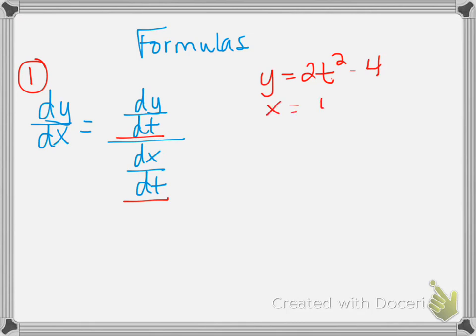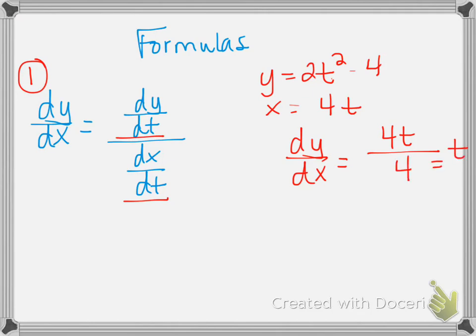And if x was 4t, then the derivative would be the derivative of y with respect to t over the derivative of x with respect to t, and you would just get t. And that kind of makes sense.